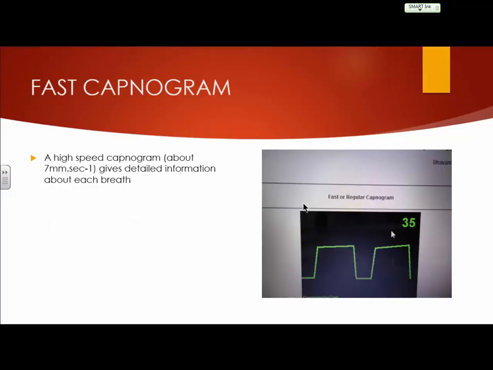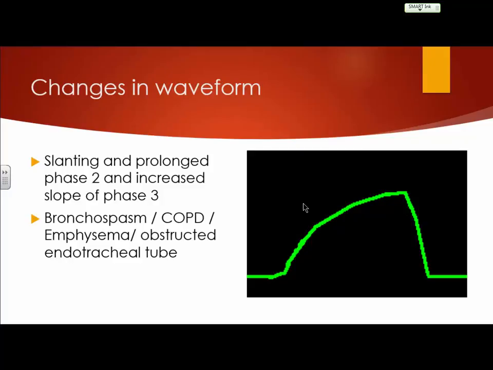All right. So this is called a fast capnogram, just a high-speed capnogram that gives you real time. So here we go, slanting and prolonged phase 2 and increased slope of phase 3. This is what I was talking about, the shark fins. As I was drawing this just a minute ago, I had a very rapid outflow. If I've got obstruction, I'm going to struggle to get that air out, so it's going to be a prolonged slant there. And then once I finally get it out, I'm going to try to get back another breath.